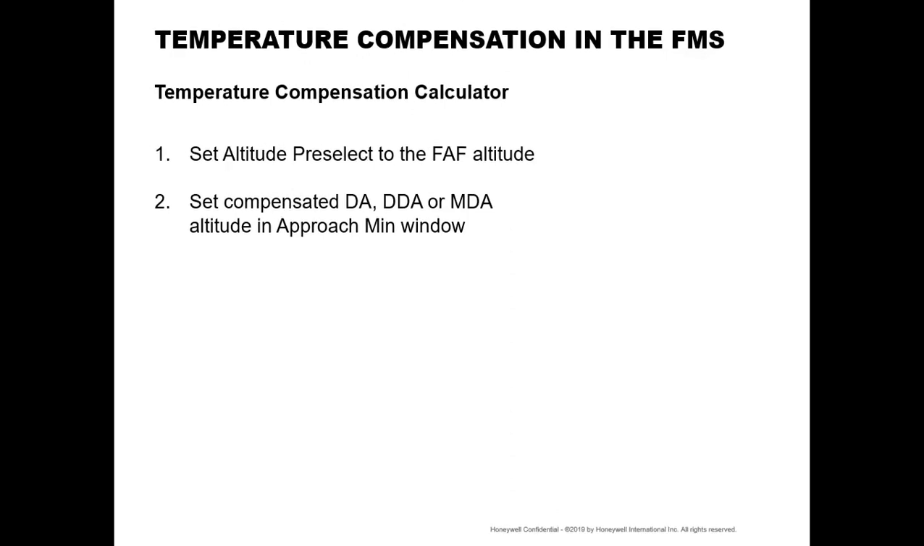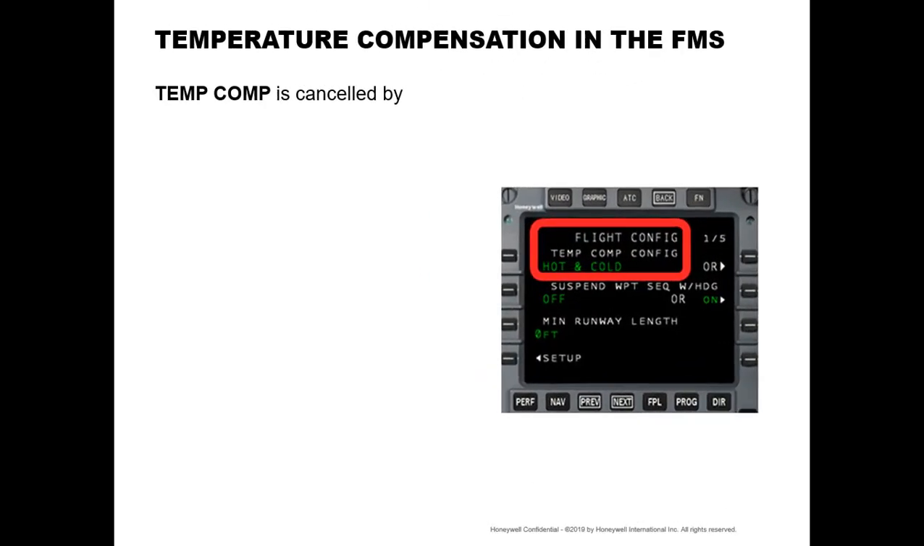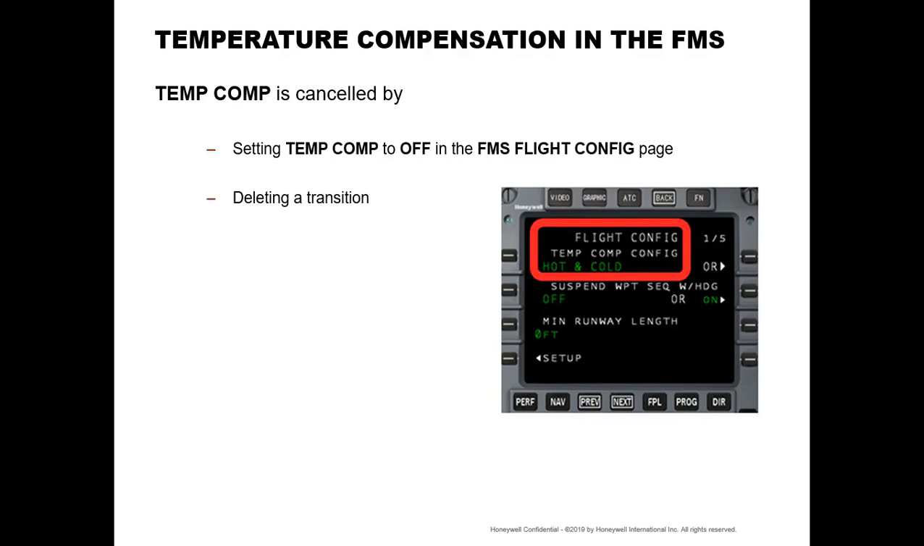Finally, don't forget to set the altitude preselect to the final approach fix and to set the compensated decision altitude, derived descent altitude, or minimum descent altitude in the approach minima window. The temp comp function will be canceled if the pilot sets the temp comp to off in the FMS flight config page, or deletes a transition, or changes the destination airport.